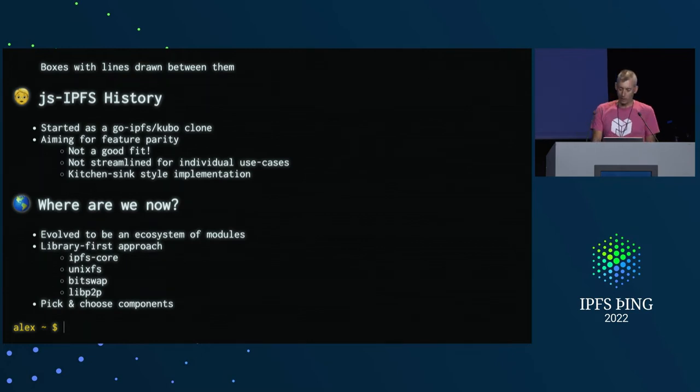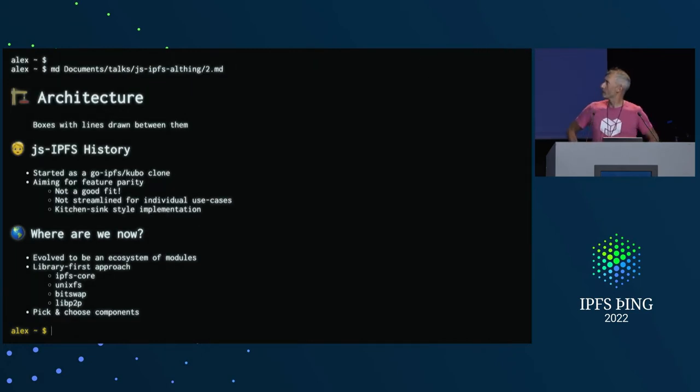So, architecture, how does it all fit together? Well, it's worth considering history a little bit. js-ipfs started off as a Kubo clone, which has led to several architectural decisions. Over time, we've come to the conclusion that maybe that's not a great goal for something as flexible as JavaScript.